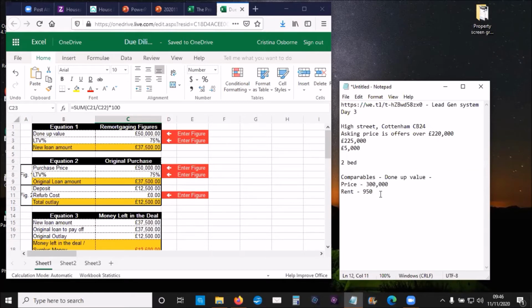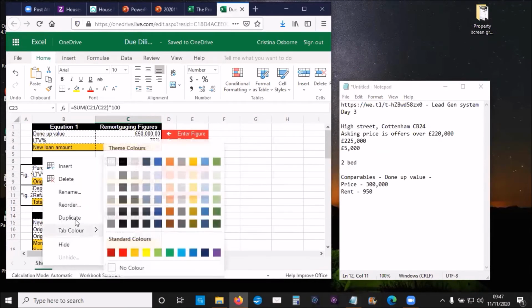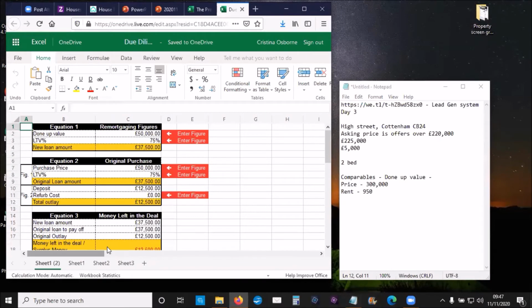Rent. So what do we have here, guys? We have a property that we're buying for 225 that will need a 5,000 pound refurb. The comparables are that after refurb, it can command a value of 300,000 pounds. The rent that we can get from this property is 950. What I'm going to do is duplicate this sheet so that we can go back to this later on.